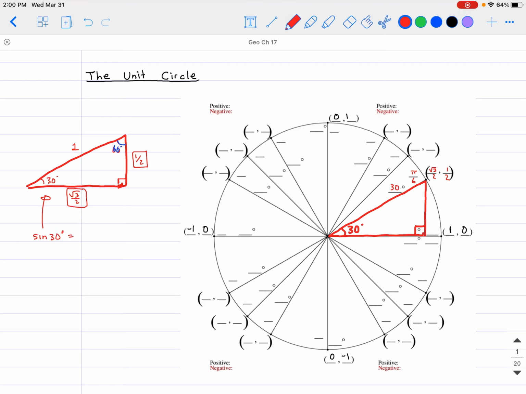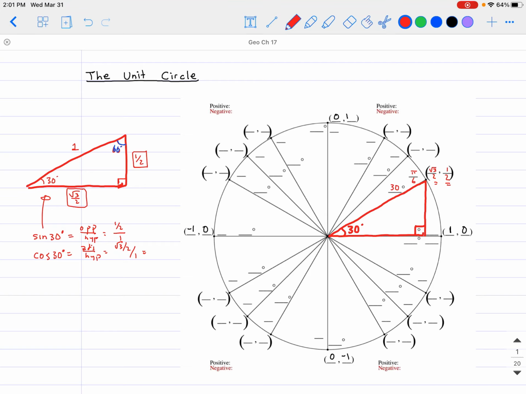What is the sine of 30 degrees? Sine is the opposite over the hypotenuse. In this picture, numerically, this is 1/2 divided by 1. So the sine of 30 degrees is really just the y value over here. That's the nice part about it. By the same idea, the cosine of 30 degrees is the adjacent over the hypotenuse, and that gives me √3 over 2 divided by 1. So that's really just the x value over here.